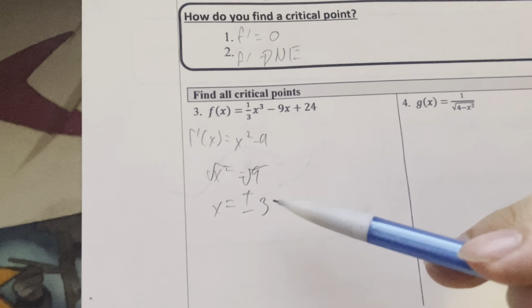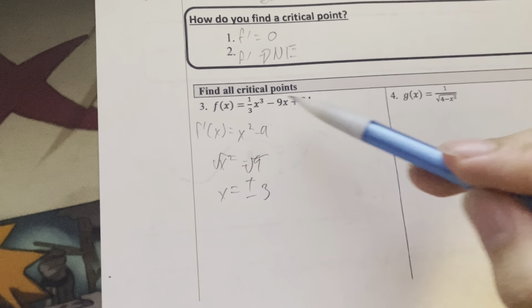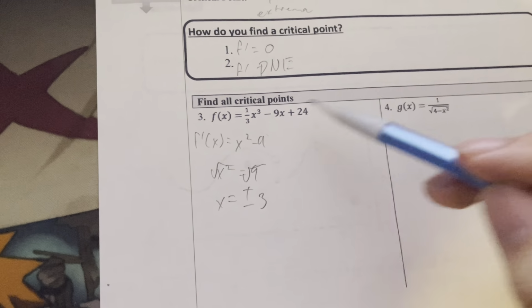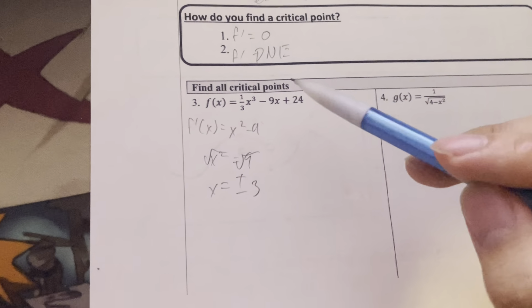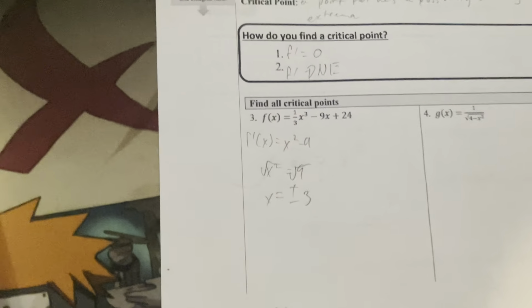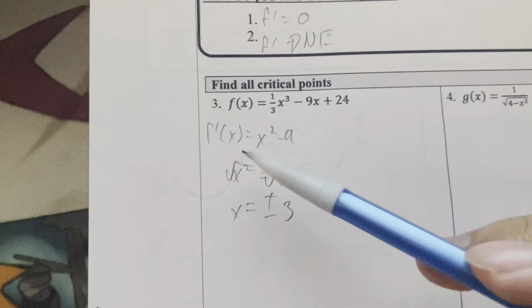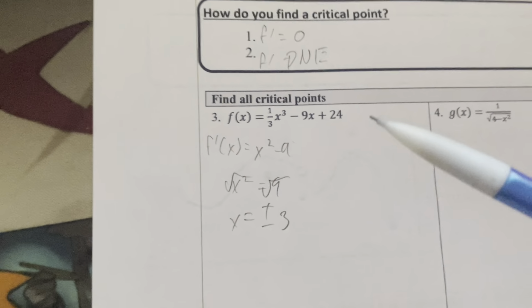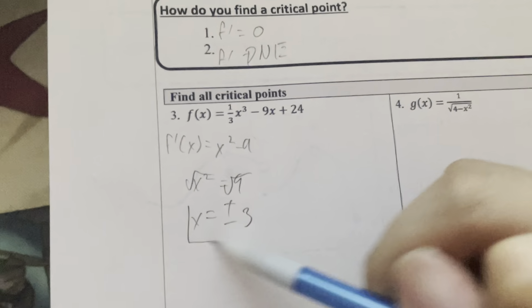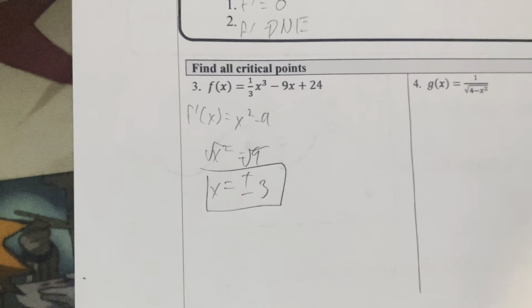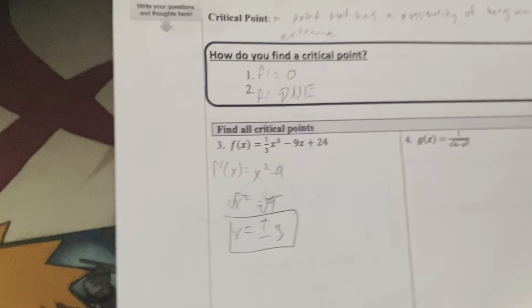And if we plug this back into the equation, we can see that it doesn't make the equation not exist. So these are our critical points, and there's no way to make this equation not exist. So our critical points are x equals positive and negative 3.